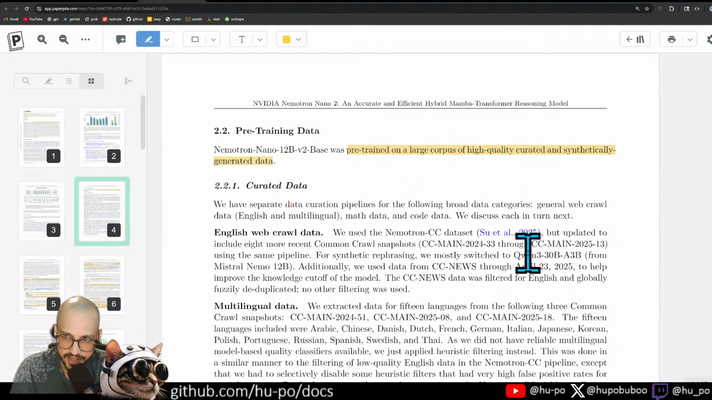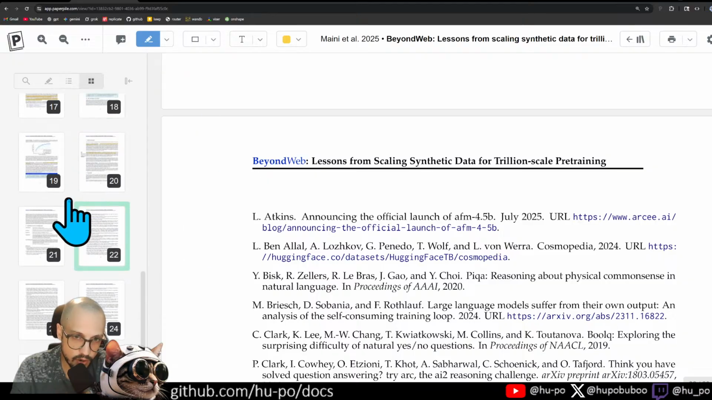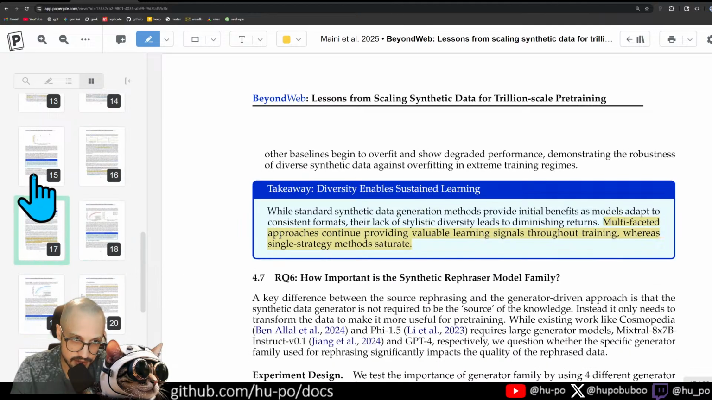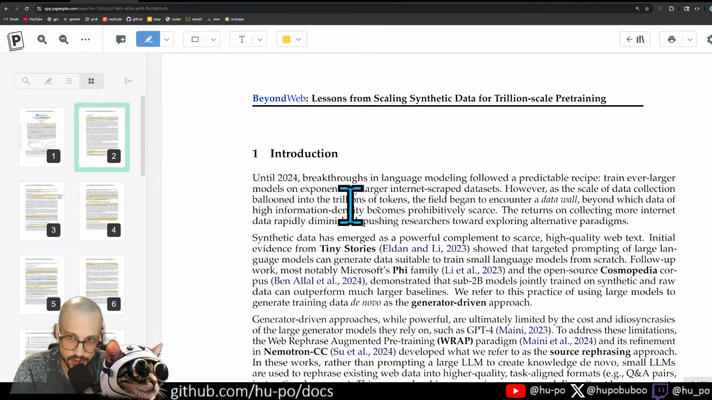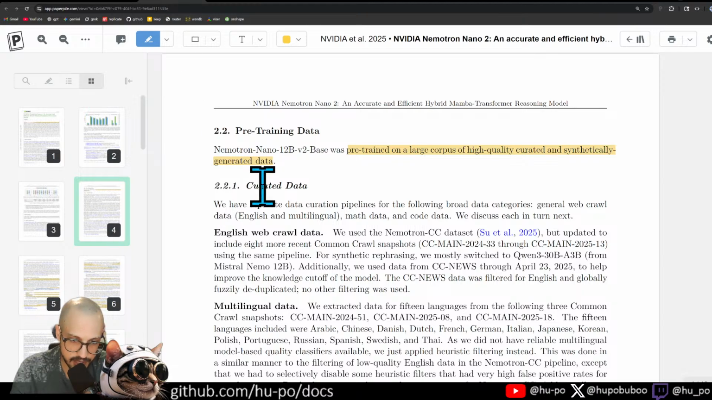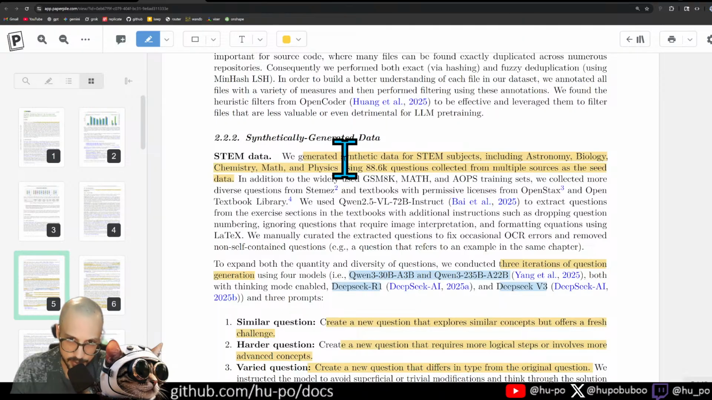But the important thing that I wanted to point out in this paper is that this Nemotron Nano 2 is pre-trained on a large corpus of high-quality curated and synthetically generated data. So we're already seeing this happening, right? Where pre-training is no longer happening on internet-scale scraped data sets. It's now happening on these curated synthetic data sets, right? So, for example, they generate synthetic data for STEM subjects, including astronomy, biology, chemistry, math, and physics.